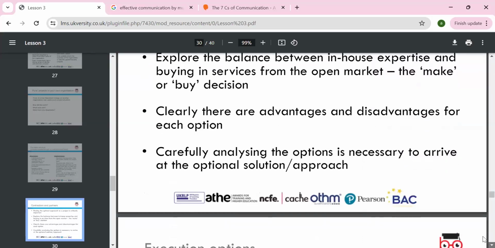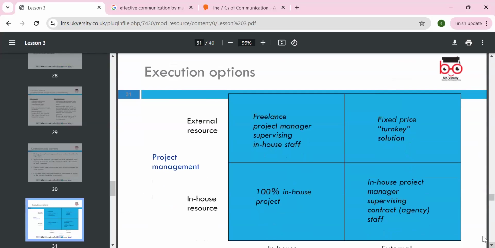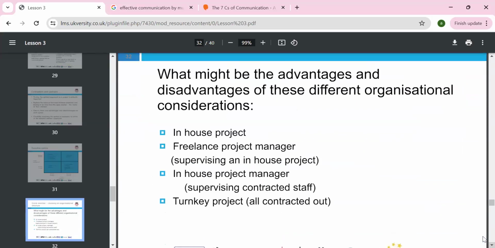Okay, anyone any question? And then of course, execution options. We can look around freelancer, fixed price, and 100% in-house project. This model can be used to map them and meet their expectations, in-house or out-house, and then the communication advantages and disadvantages of the different organization considerations: in-house project, freelancer project managers, and supervising contracted work.